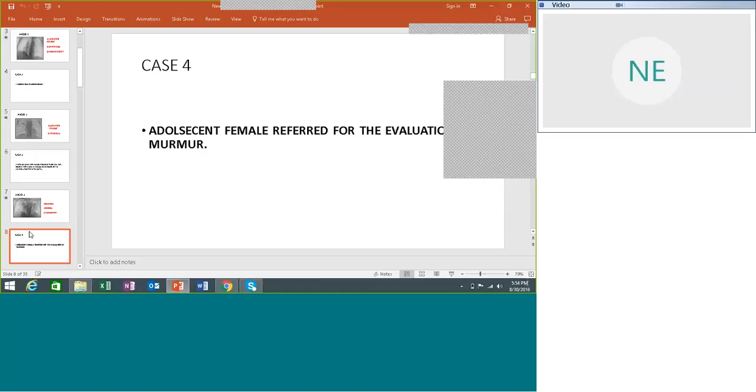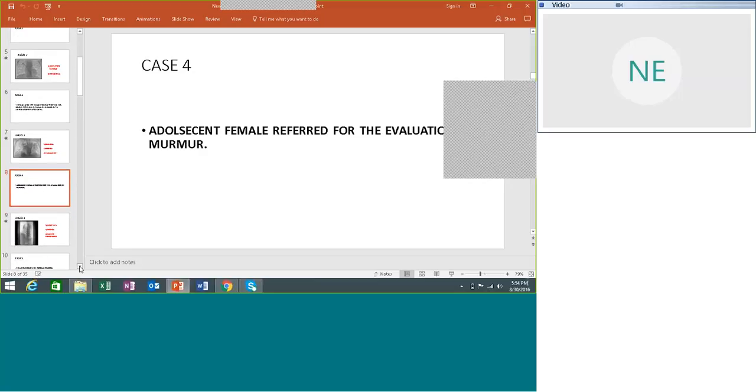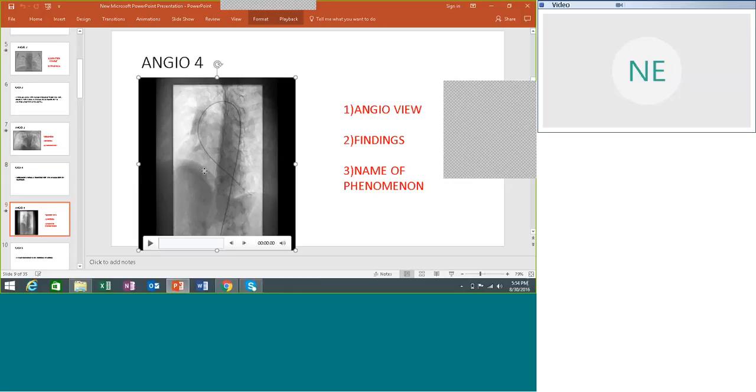Next case: an adolescent female referred for the evaluation of a murmur. Yeah, so I needed some answers from someone. Okay, LAO. Next, findings. Elongation of LVOT. Okay, LV angio. Is it a VSD or something else? Gooseneck deformity. Okay. Is the shunt a VSD or something else?